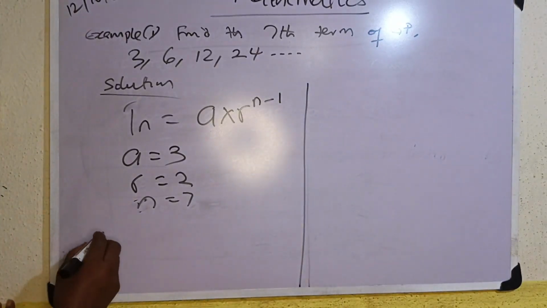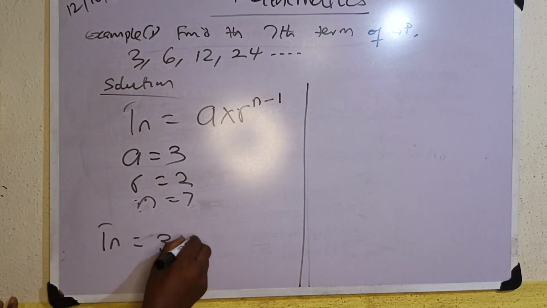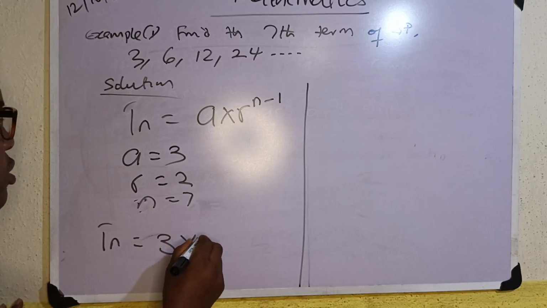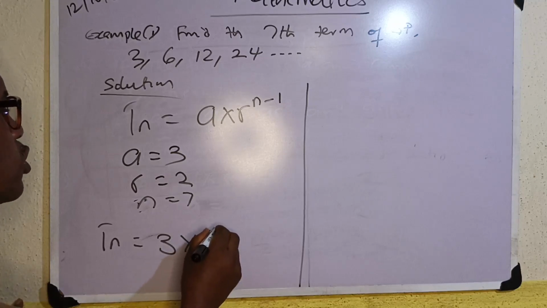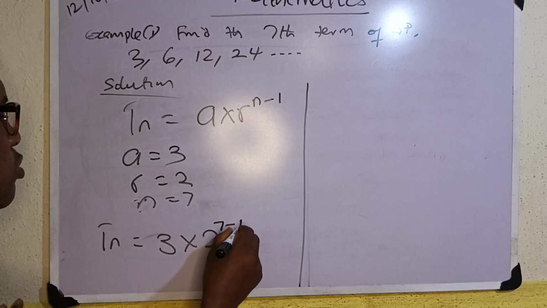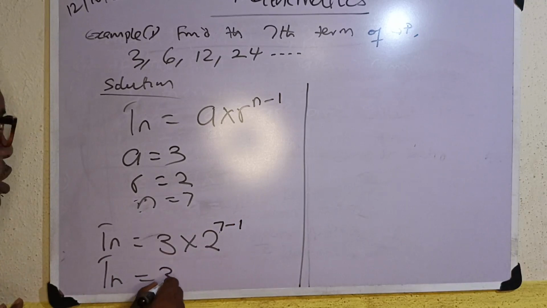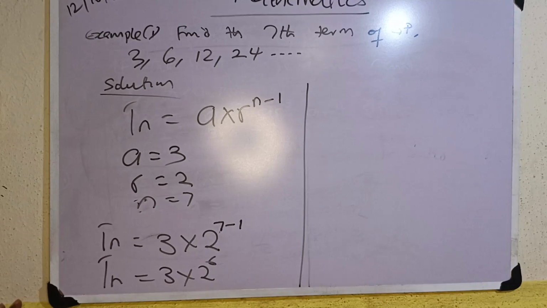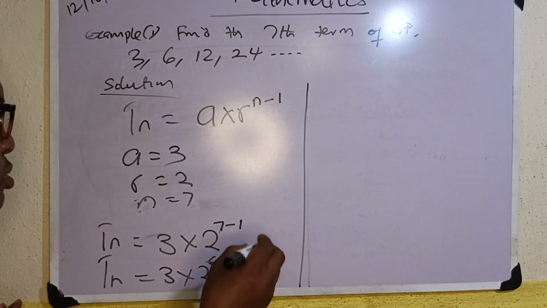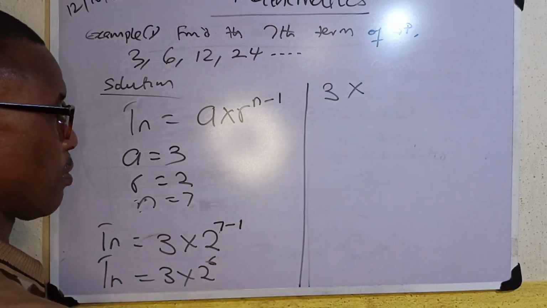Now Tn is equal to our A, which is 3, times our R, which is 2, raised to n minus 1, which is 7 minus 1. So I have 3 times 2 raised to 6. Is that okay? Yes. Good. Now you will tell us what 2 to the power 6 is. 2 to the power 6 is 64.